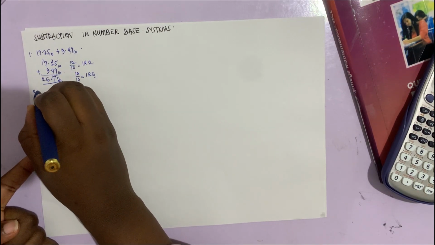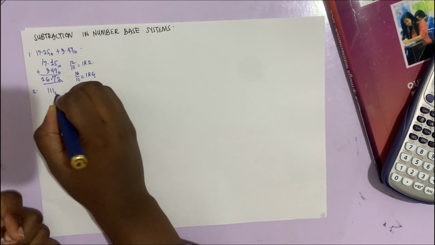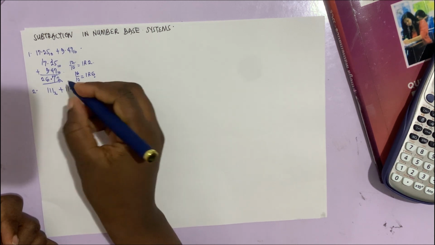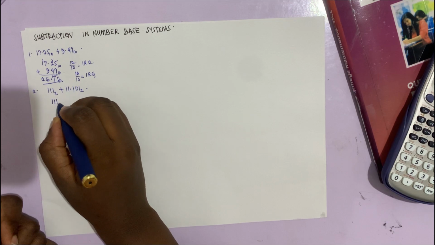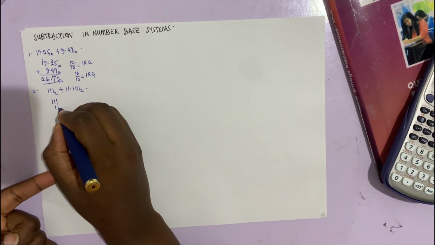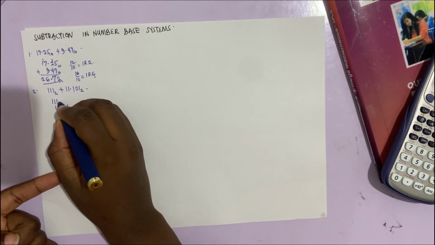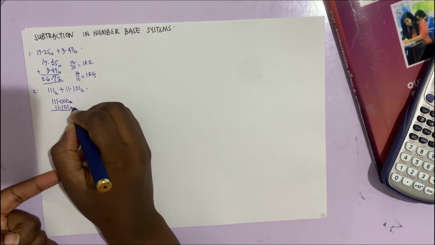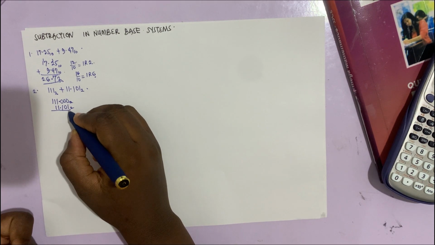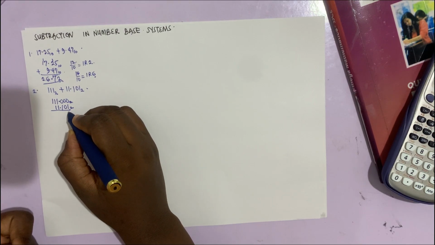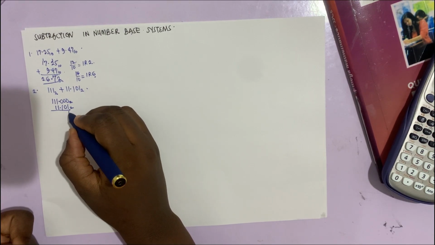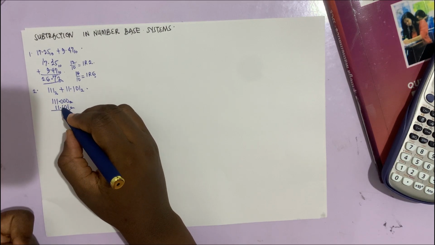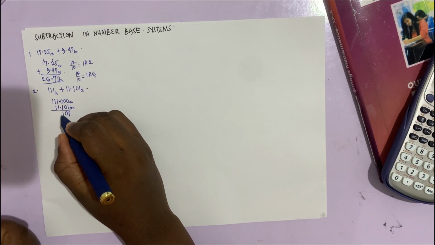So for question 2, we have 111 base 2 plus 11.101 base 2. So this will give us 111 plus 11.101. For aesthetics, we can just add 3 zeros here. It doesn't change the question. So 0 plus 1 is 1. 1 is less than 2, so we write it as 1. 0 plus 0 is 0. 0 is less than 2, we write it as 0. 0 plus 1 is 1. 1 is less than 2, we write it as 1.